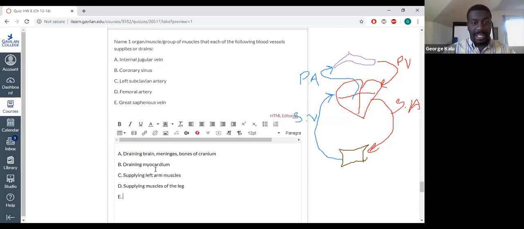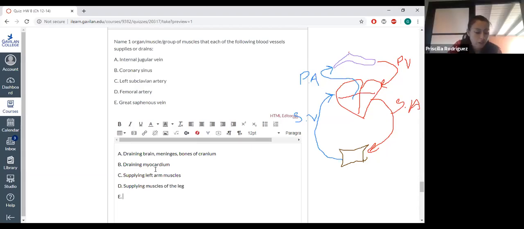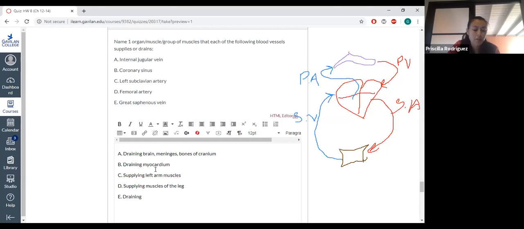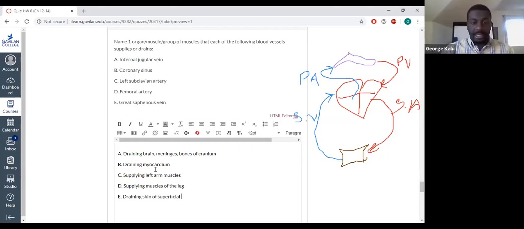Exactly. Perfect. And then the last one, the great saphenous vein, is supplying or draining? Draining. Perfect. And what's it going to be draining? The integumentary tissue, so I guess the skin, right? Yep, the skin of the what? Superficial muscles of the lower limbs. Yes. So skin of the superficial leg, the muscles of the leg, and so on and so forth. So anything really in the lower leg is going to be drained by the great saphenous vein.